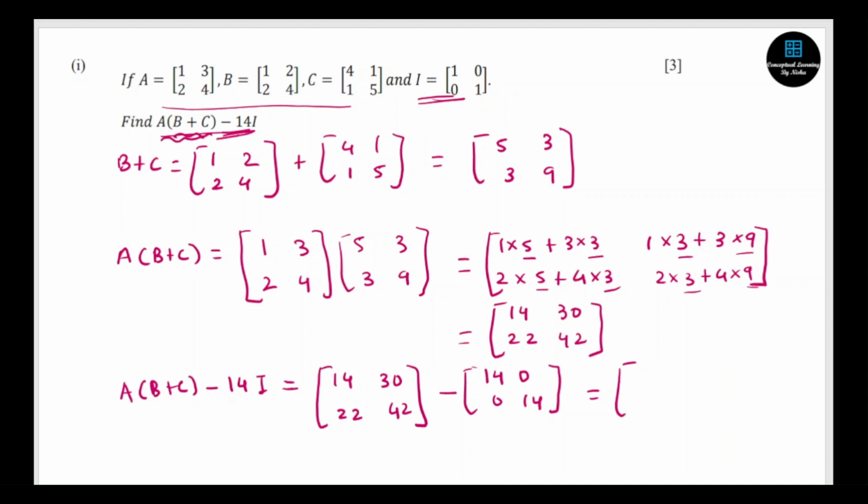You'll get 0 here, then 30, 22, and 42 minus 14 is 28. So this is my final answer. Alright, this is my final answer. Hope you understand this.